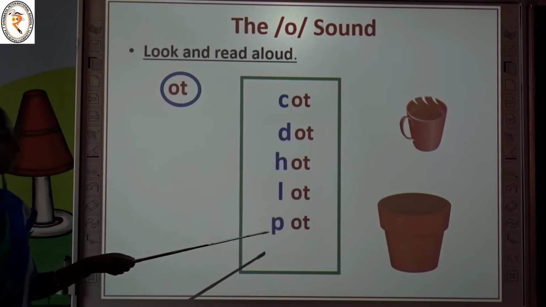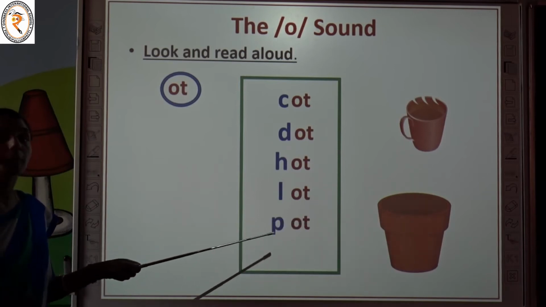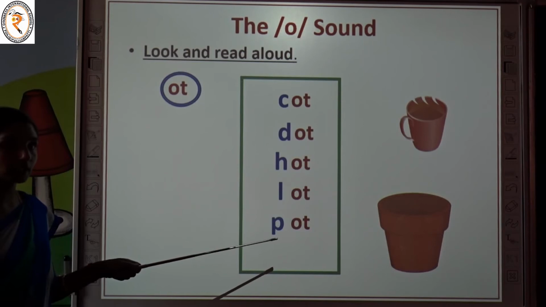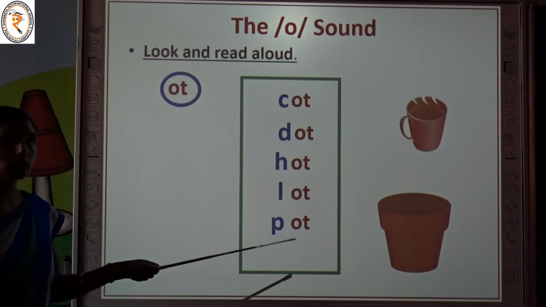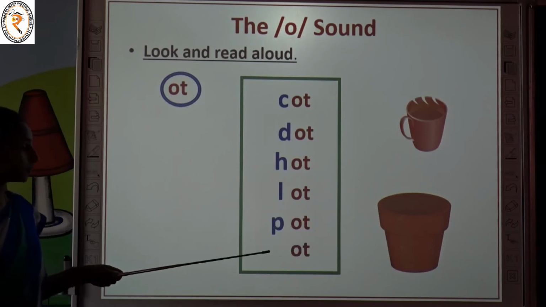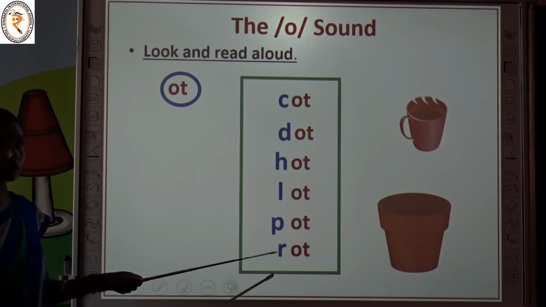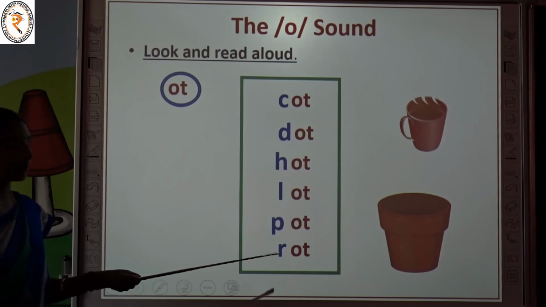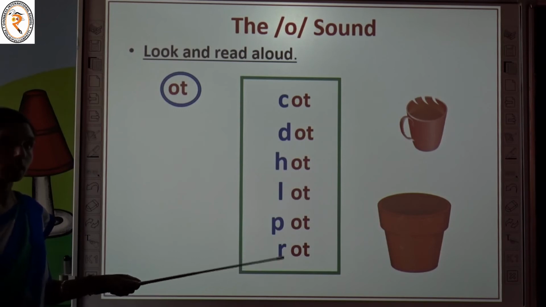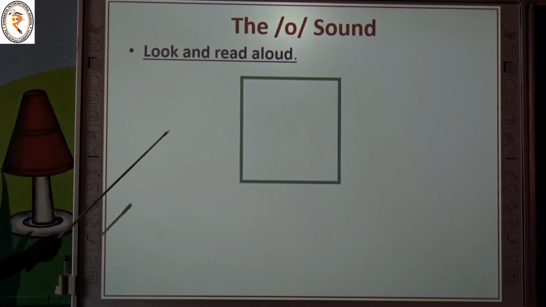Very good. Now we have added the letter P. What is the sound of the letter P? Ip. Ip plus ot, pot. Very good. One more is for you. What is this? R. What is the sound of the letter R? Ir. Ir plus ot, rot. Very good. Move on to the next one.